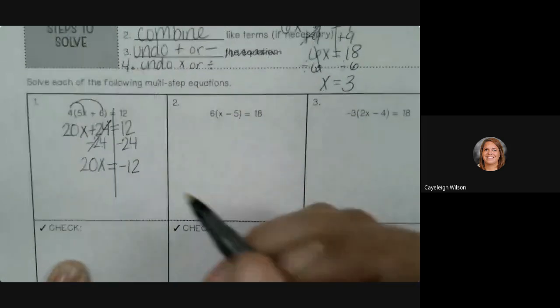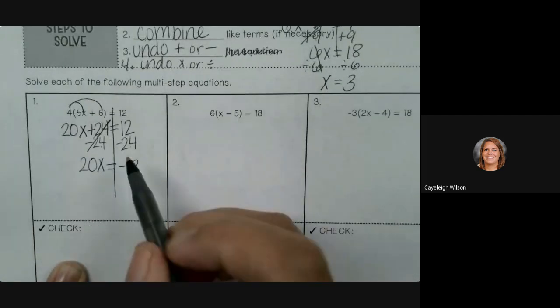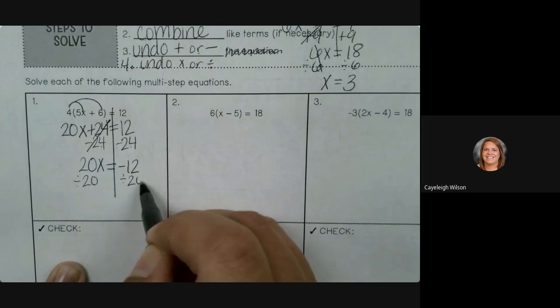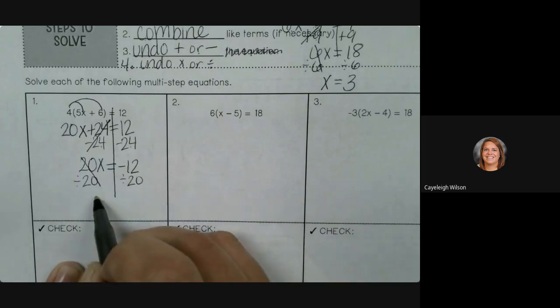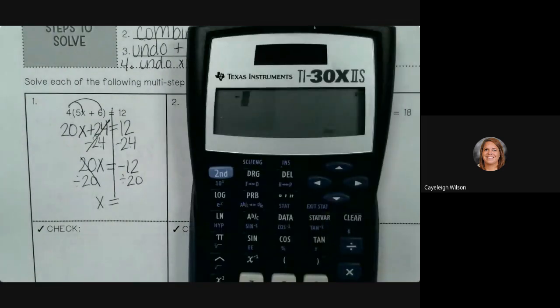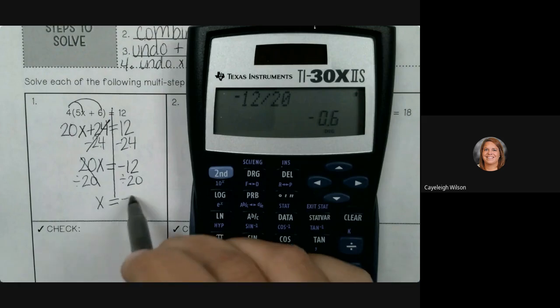And then my last step is to undo the multiplication or division. So this is 20 times x, so I'm going to divide by 20. 20 divided by 20 is positive 1, and 1x is just x. And I'm going to use my calculator here. Negative 12 divided by 20, and I get negative 0.6.